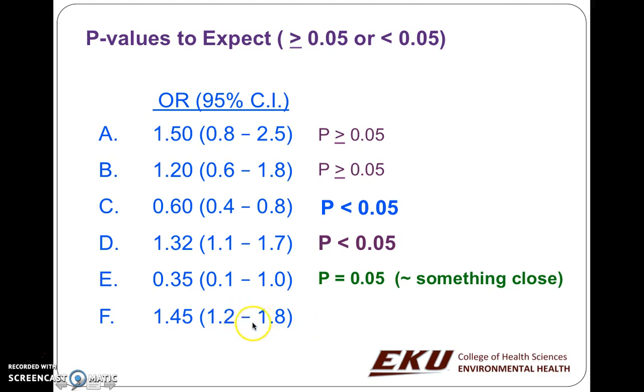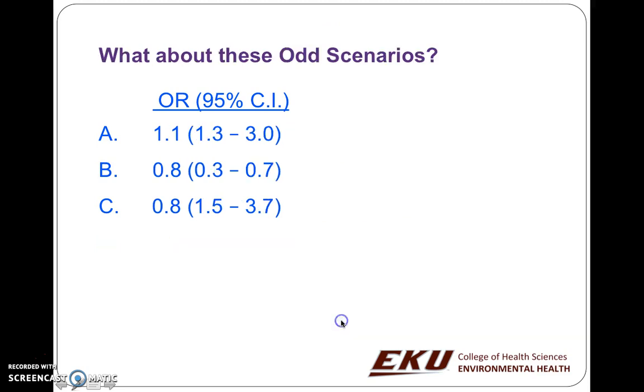1 is not included in the range. There's a statistically significant difference between the exposed and unexposed with regards to the odds of disease. So there's a significant effect. Things that have statistically significant effects have p-values less than 0.05. So that is significantly harmful in this example.